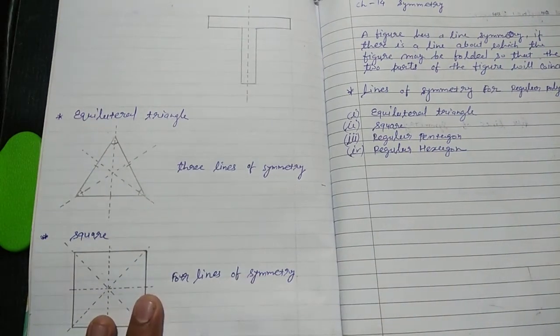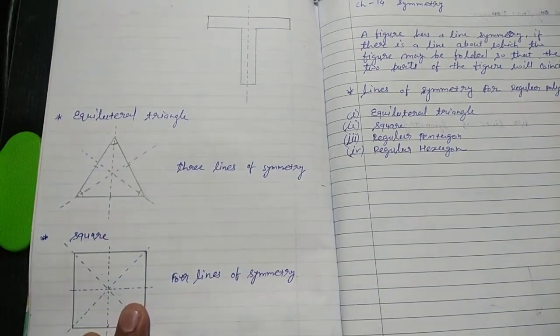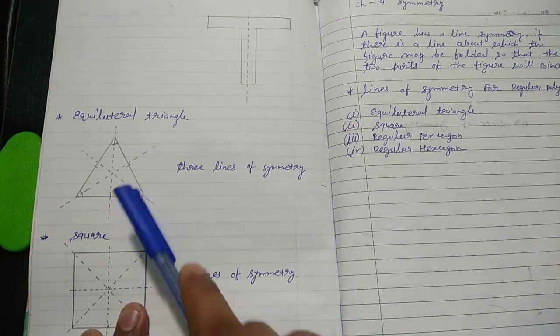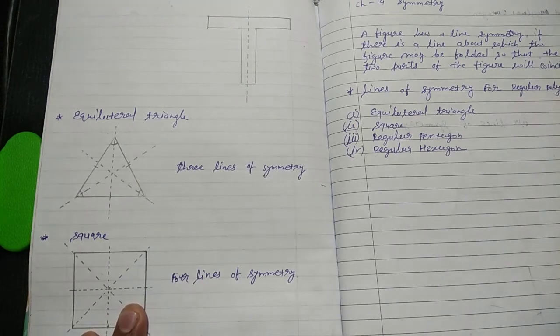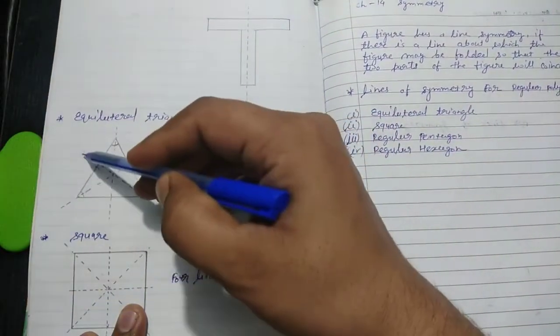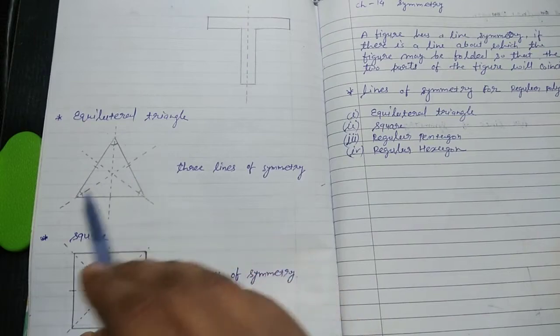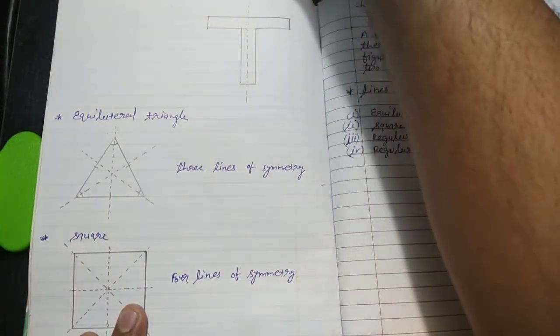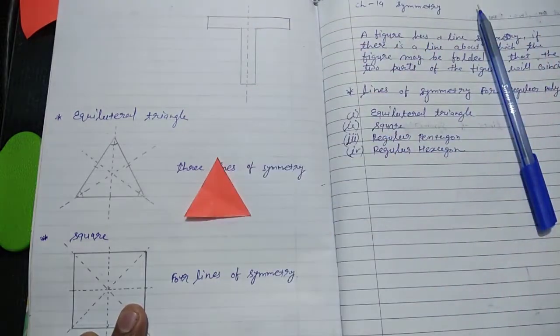This equilateral triangle has three lines of symmetry. That means for any shape, you may find more than one line of symmetry. Here in the equilateral triangle, there are three lines of symmetry. One is this one, second this one, and third is this one. We will see these lines of symmetry using this equilateral triangle.